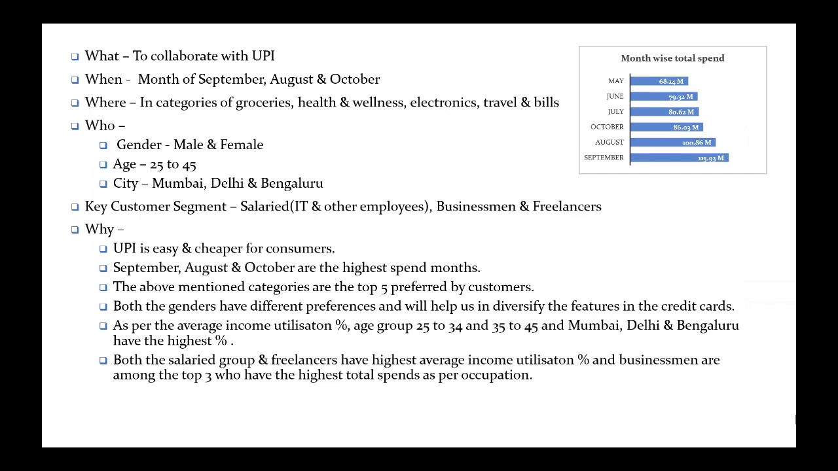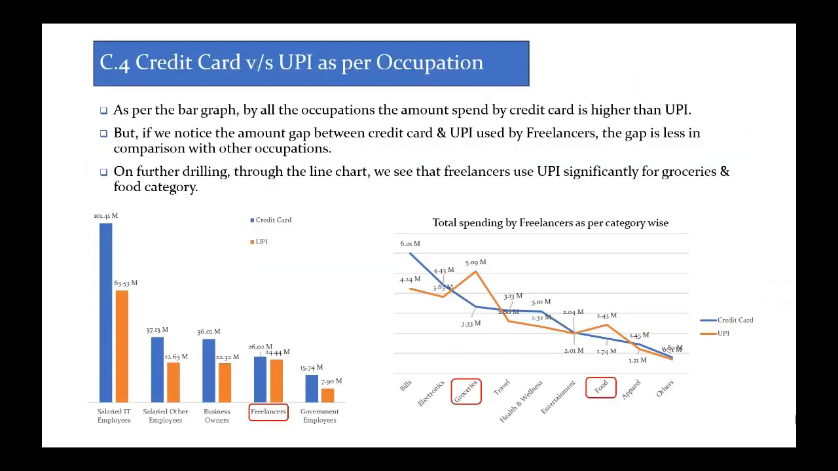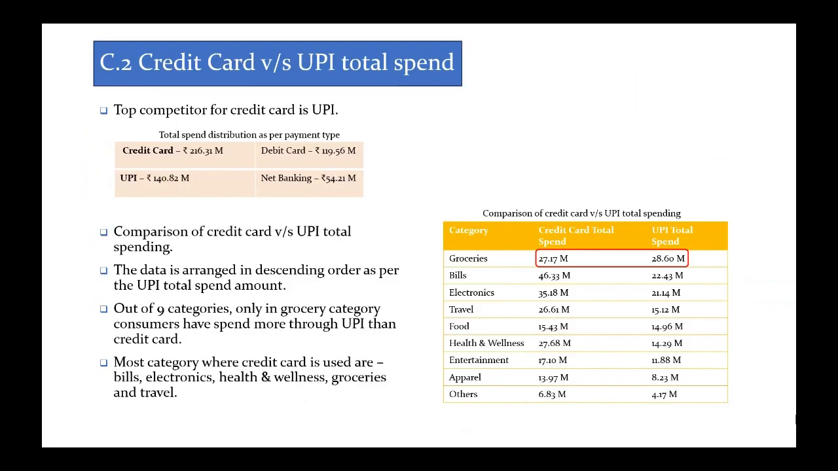First, what: we need to collaborate with UPI. Why? The reason is UPI is easy and cheaper for consumers, and also UPI is the top competitor for the credit card, as was evident from my previous slides, and people are using UPI more for groceries.